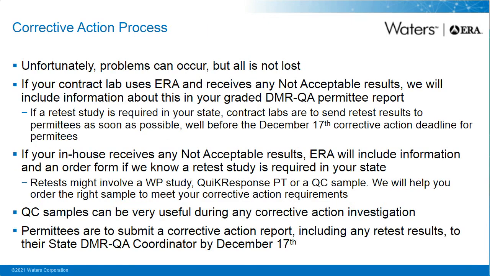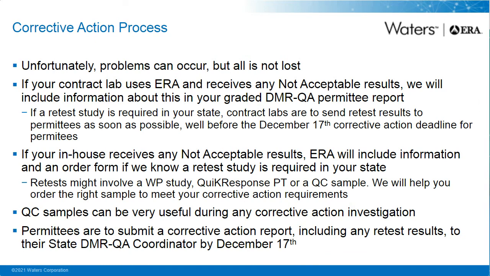Next, we hope you don't need to do any corrective action. Unfortunately, things happen, but all is not lost, and we can help with this too. If your contract lab uses ERA and receives any not acceptable results, we'll include corrective action information in your DMR-QA permittee report. If a retest study is required, contract labs are to send retest results to permittees as soon as possible and well before the permittee's own December 17th deadline.